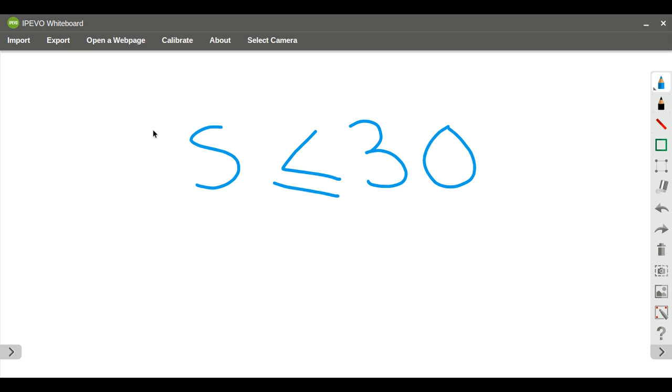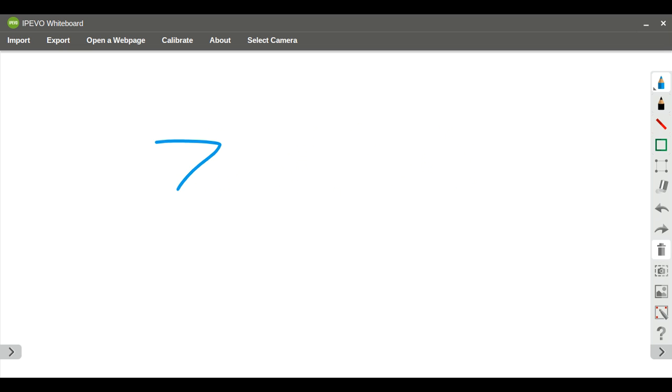Zoe's age, Z, is not 11 years old. So she is not 11 years old. So Z is not equal to 11.